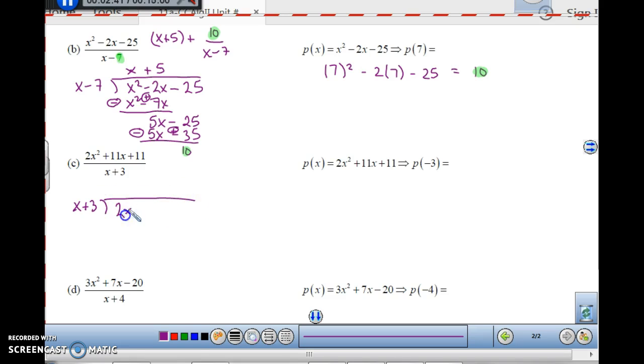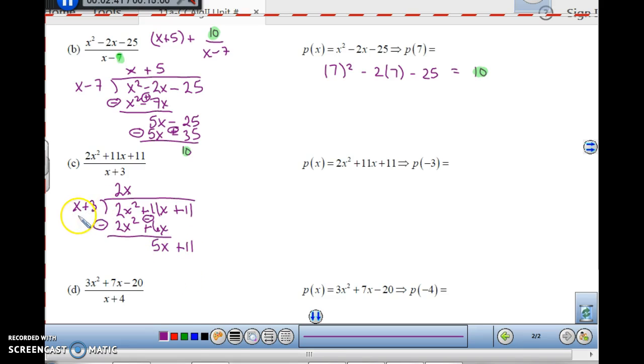All right, 2x squared plus 11x plus 11. Okay, let's try the same process. x times what gives me 2x squared? That would be 2x. Multiply both of these: 2x squared plus 6x. Okay, then I want to subtract, so I'm going to change my signs. 11 minus 6 is 5x plus 11.